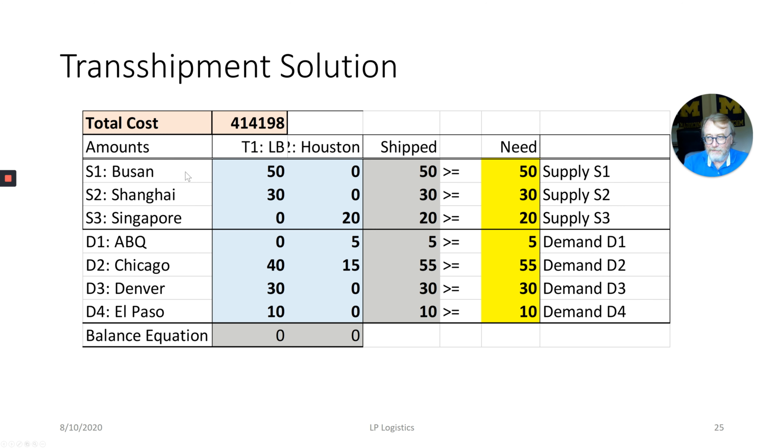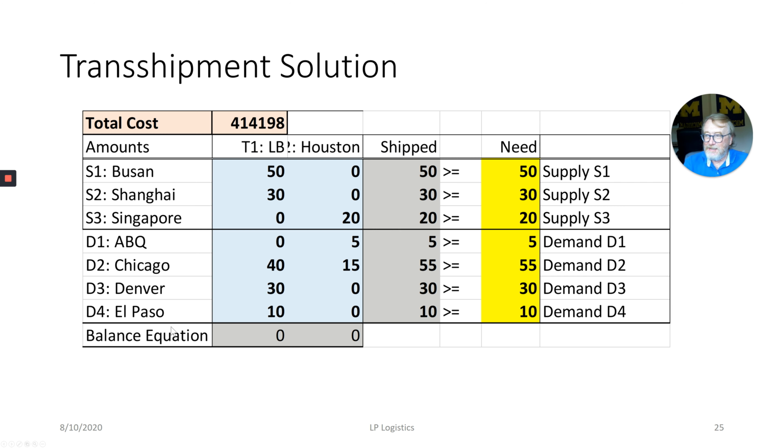And so out of South Korea, we ship 50. All 50 go to Long Beach. All 30 from Shanghai go to Long Beach, and all 20 from Singapore go to Houston. So those 20 containers are going through the Suez Canal and across the Atlantic Ocean. And then what happens? Well, the 80 in Long Beach get broken up into 40 to Chicago, 30 to Denver, 10 to El Paso, and the 20 from Houston get broken up into 5 to Albuquerque and 15 to Chicago.